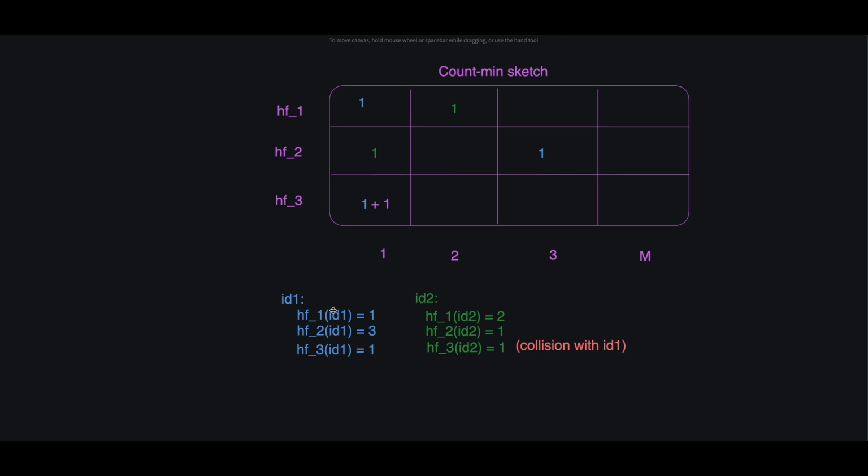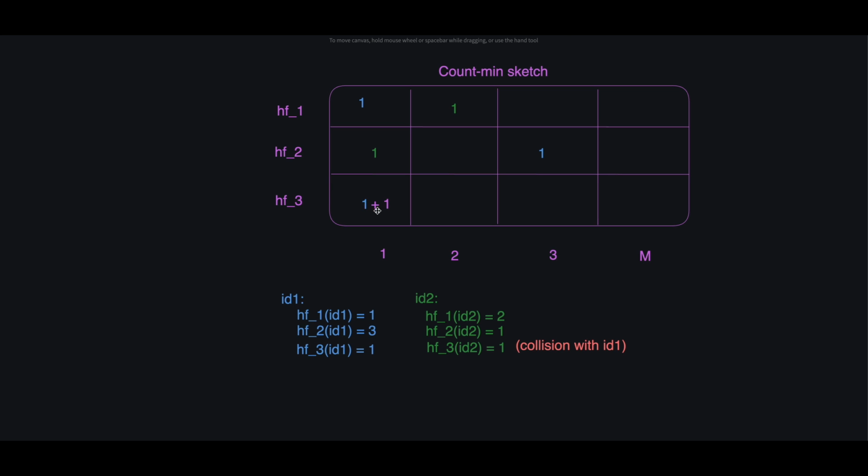Now we get an event for another ID, let's say ID2. It's going okay for hash function 1 because we have another value, so we increment cell 2, and for hash function 2, we increment cell 1. But for hash function 3, we have a collision with ID1. So we increment this value and get 2, but now we have a wrong number here because it counts different IDs that were put in the same cell. Count min sketch solves this problem by having several hash functions.